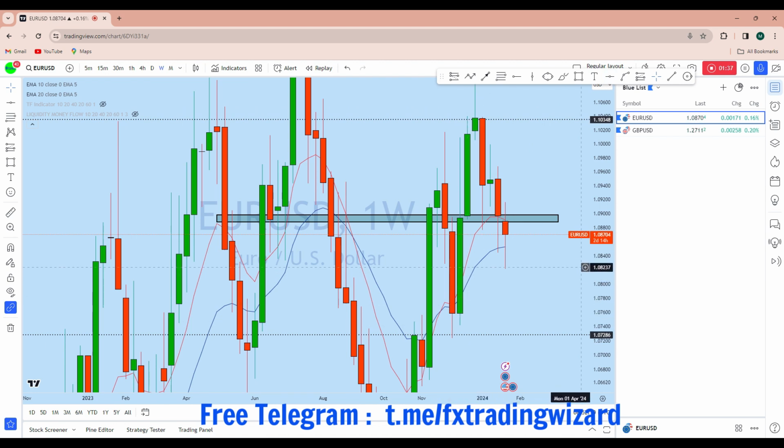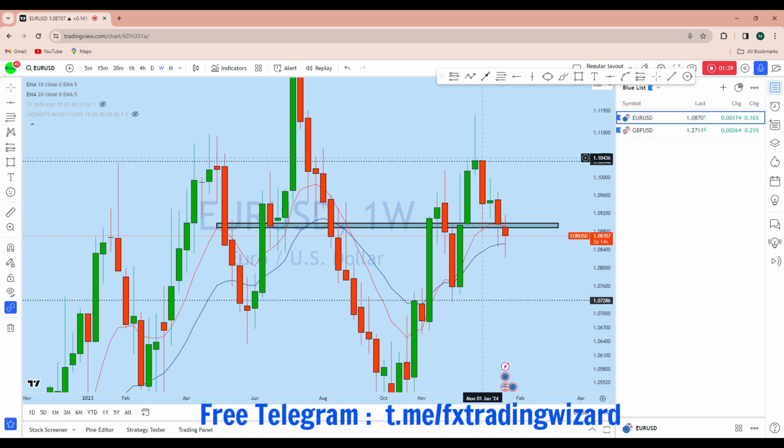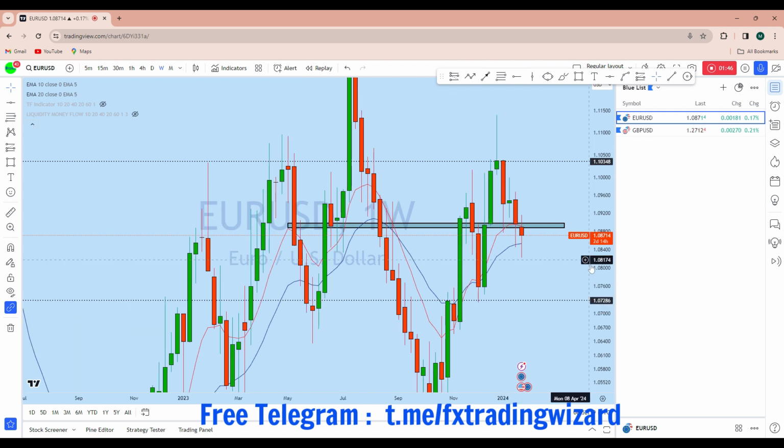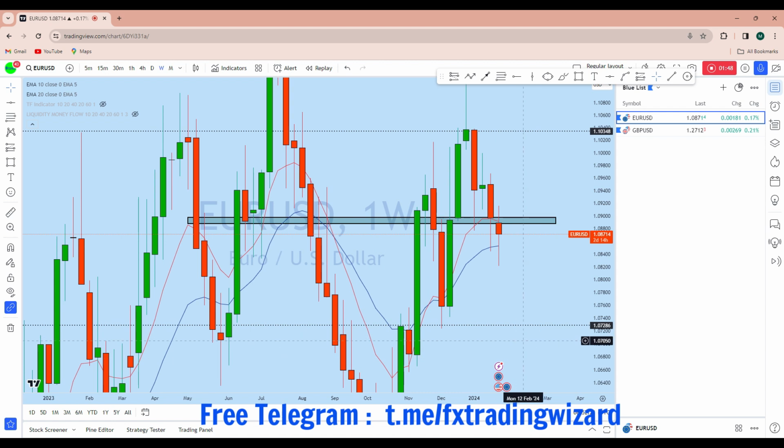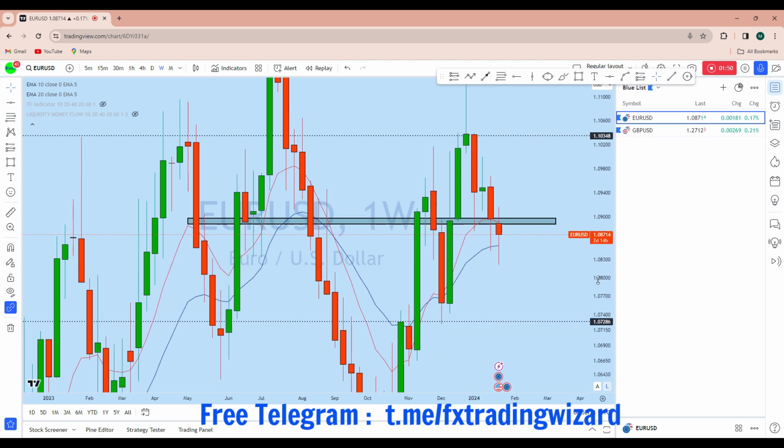This is the weekly support where we have seen that the market has made a move. Now we can expect the price to come down to break this support before bouncing up or even dropping further to create a new lower low.